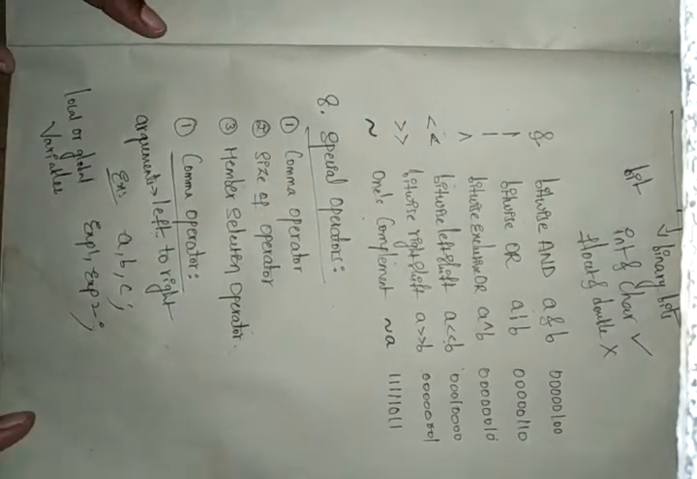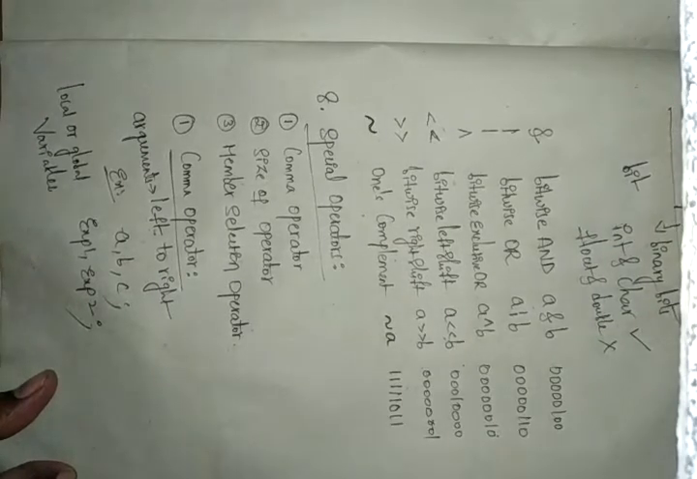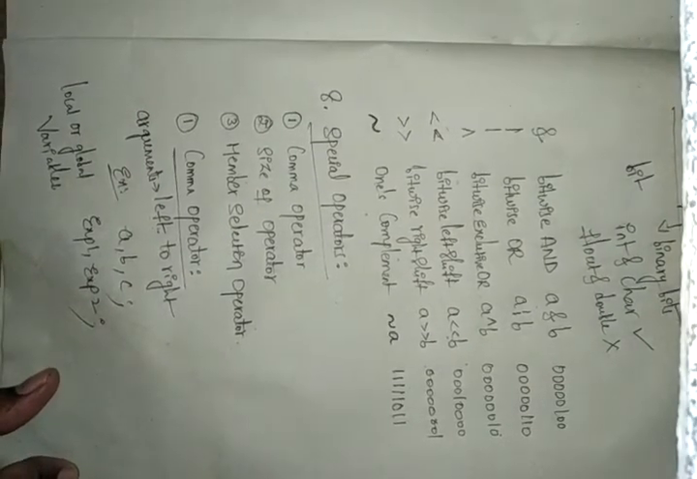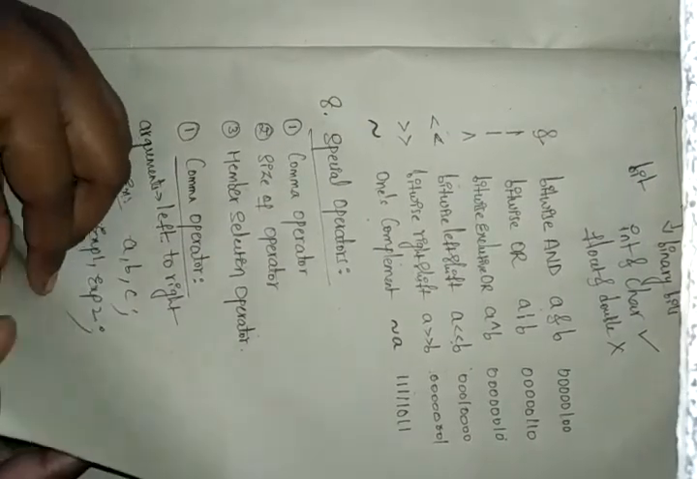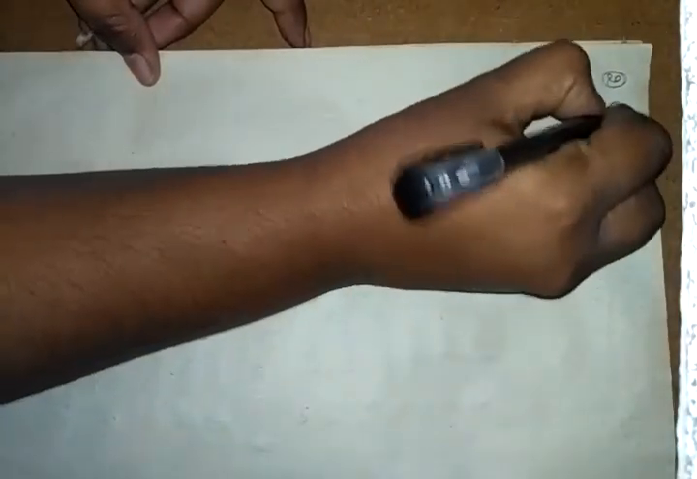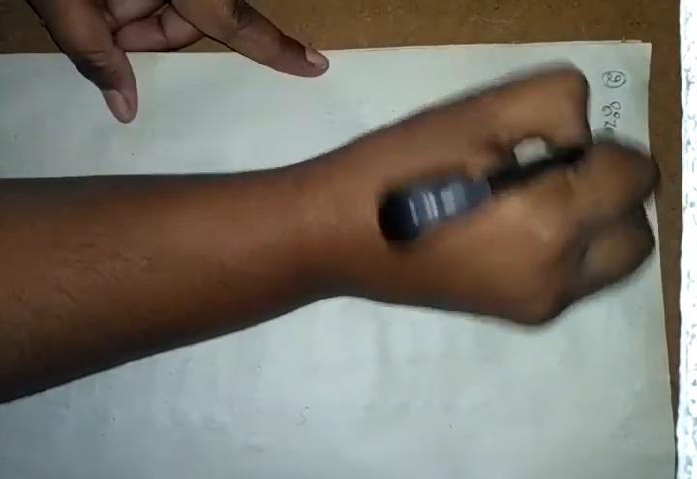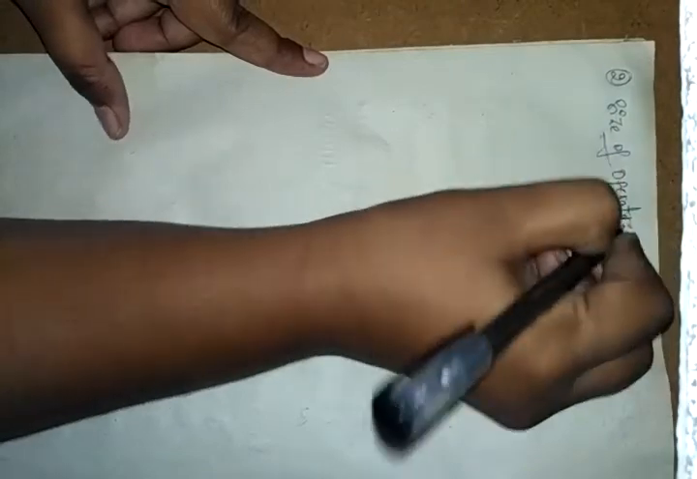And next, what do we have? The size of operator. Next we go with the size of operator, the second one. So what is the size of operator?